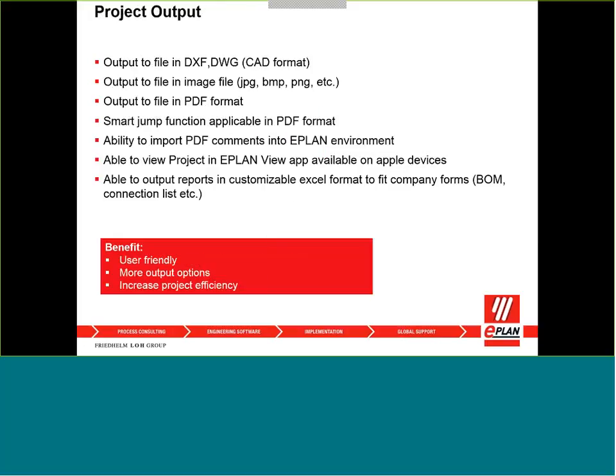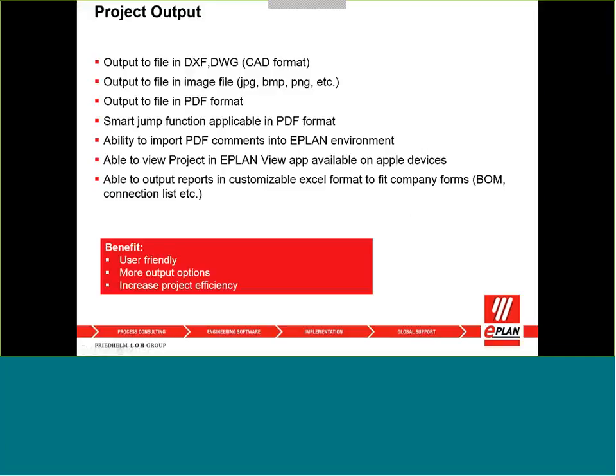Okay, and after all is complete, the next step will be the project output. After you draw the schematic in EPLAN, you can export it to AutoCAD format, such as DWG, in case your customer requires this output format. Of course, there are also image files and PDF files. In the PDF file, you will have the smart jump function, so the cross-reference will automatically jump if you click on it. And you can output the report to Excel, and customize the Excel to fit your company forms as well.